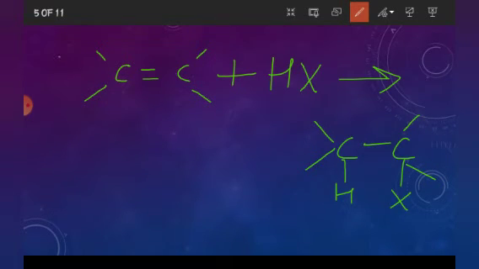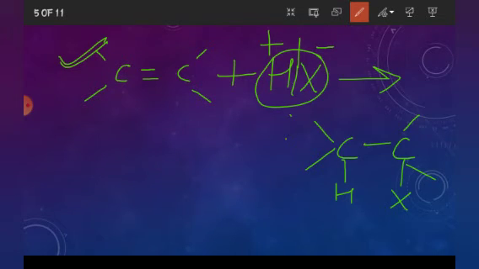Now since this is a symmetrical alkene, this HX will break down. This will generate H plus and this will generate X minus, and here when the double bond is broken, then we can attach H or X to any side. If I attach X here and H here, then again it is the same product. There will be no difference. This is known as a symmetrical alkene.